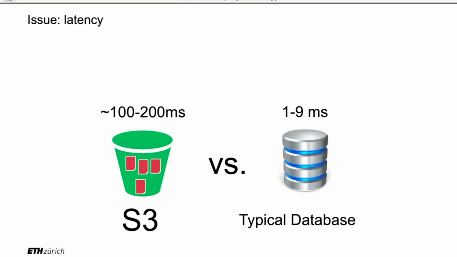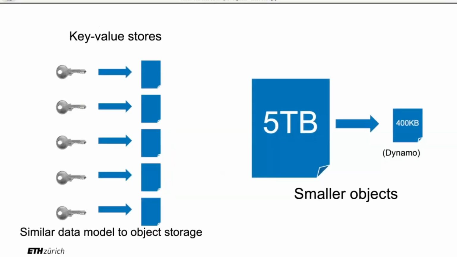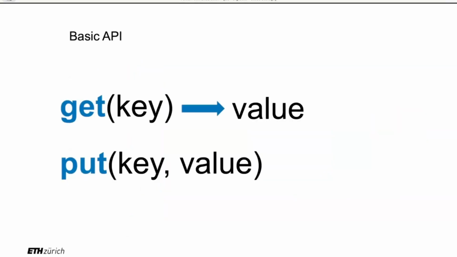Because in the case of S3, you can store very large objects. The same is true in Azure Blob Storage. But in key value stores, in typical databases, you store something smaller. So instead of up to 5 terabytes, in Dynamo, which is the example we are going to take, the objects can be up to 400 kilobytes. Much, much smaller, right? So that's basically the difference on a high level.